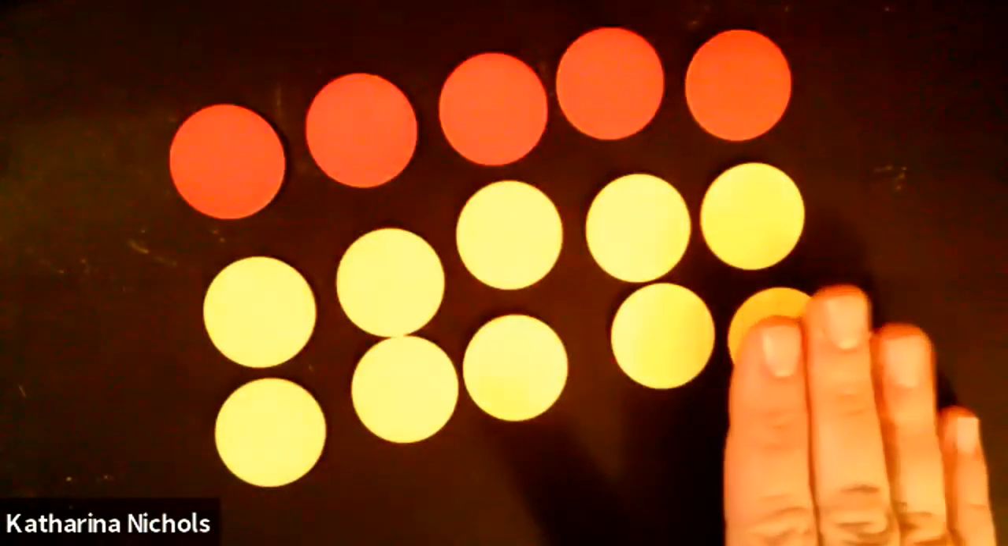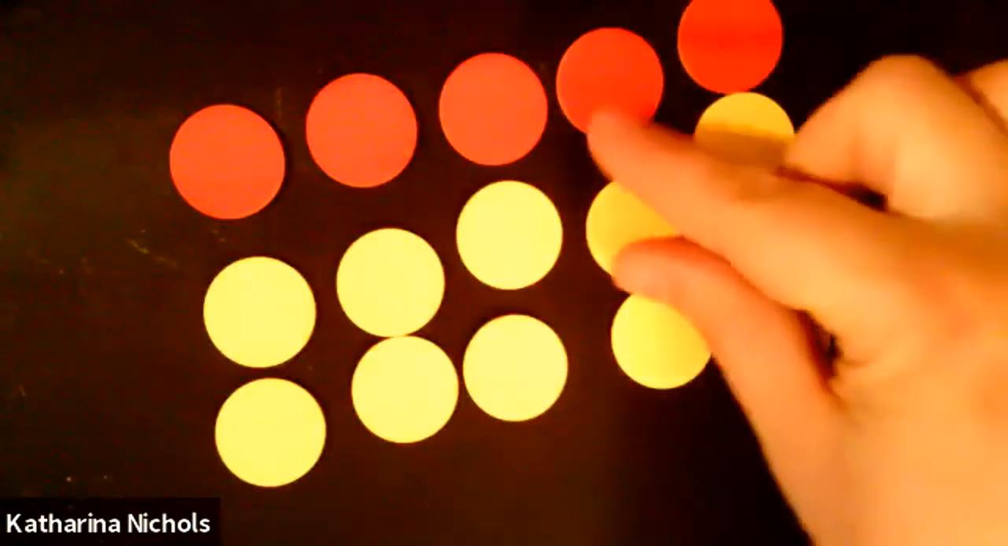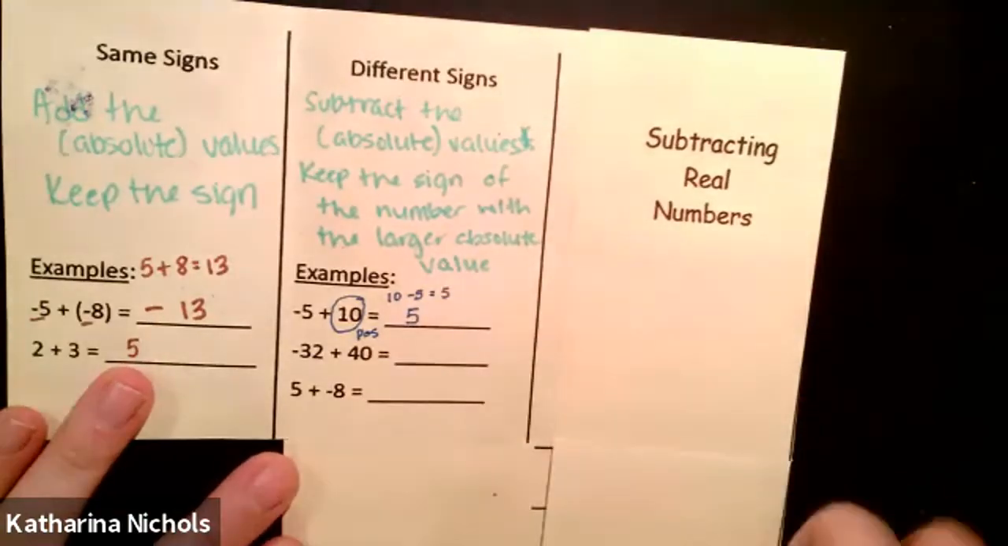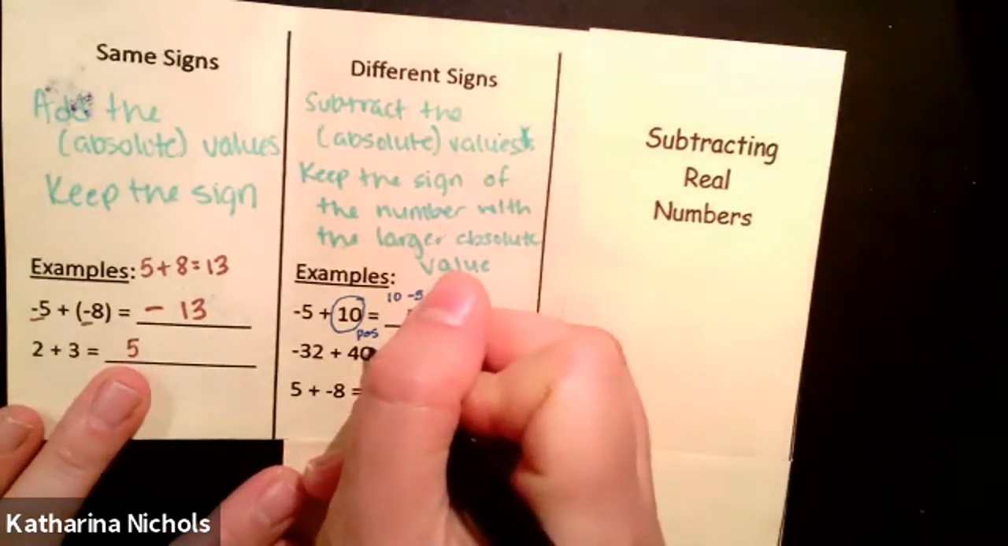These 5 reds represent our -5. These 10 yellows represent our +10. To finish evaluating, I need only one color. So I'll take out any pairs that match up because opposites always add to 0. What I'm left with is 5 positives. Let's try the same idea for the second one.